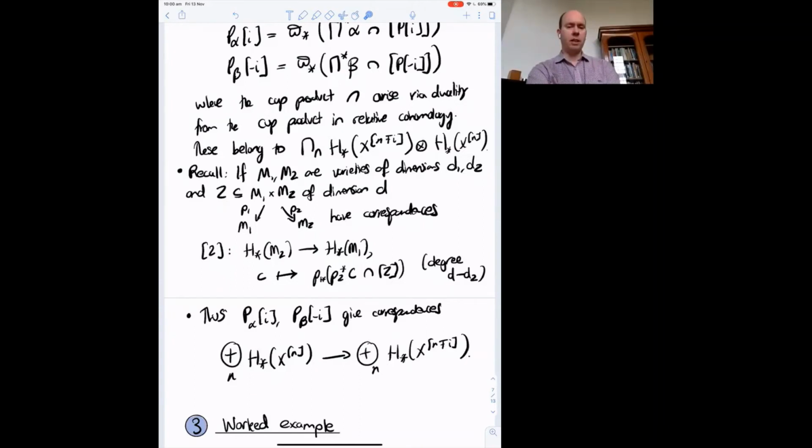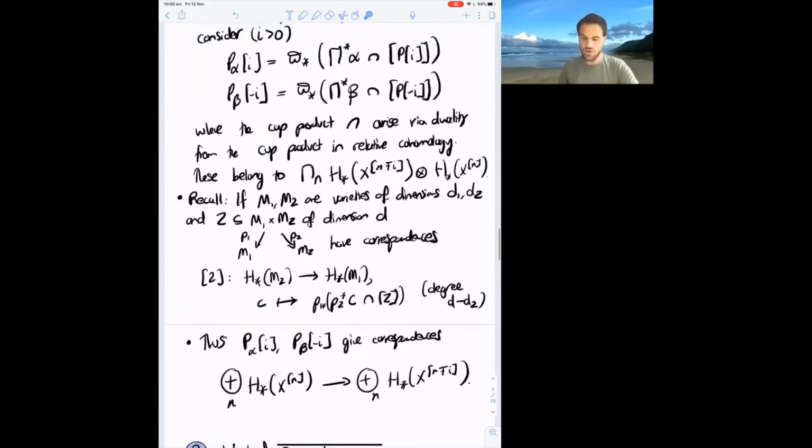Yeah. So to deduce correspondences from the P alpha I's as you've written them, you need that more general form of the definition where you have a class in homology of the product, which is not necessarily the fundamental class of the subvariety. Yeah, you're right. I've been sloppy in terms of my recollection.